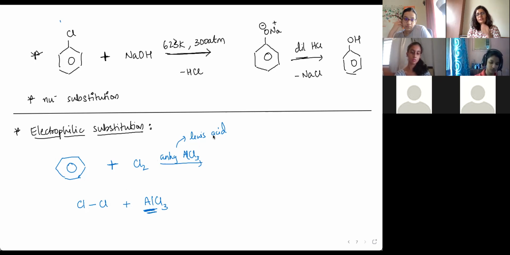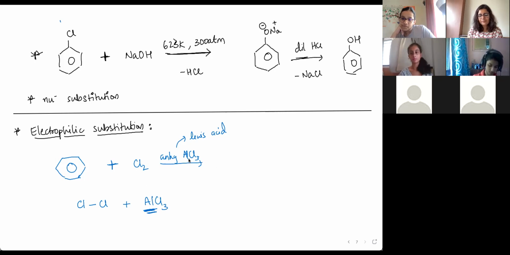Do you remember what is a Lewis acid? Electron withdrawing. Electron accepting. It won't withdraw electrons like from an ATM. It will accept electrons from other species. Yes, electron acceptors. So they're always on the lookout of, I need extra electrons.